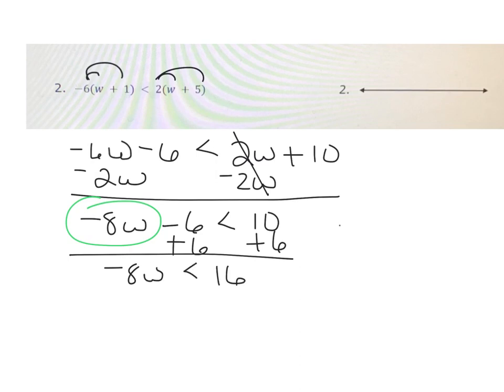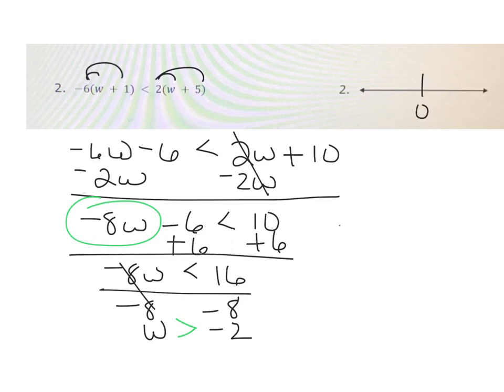Okay, I need to solve the problem. So I'm going to divide both sides by negative 8. And of course, at this point, you should be saying, I divided both sides by a negative, so I need to flip my sign. So this gives me w is greater than negative 2. Okay, so I go to graph it.